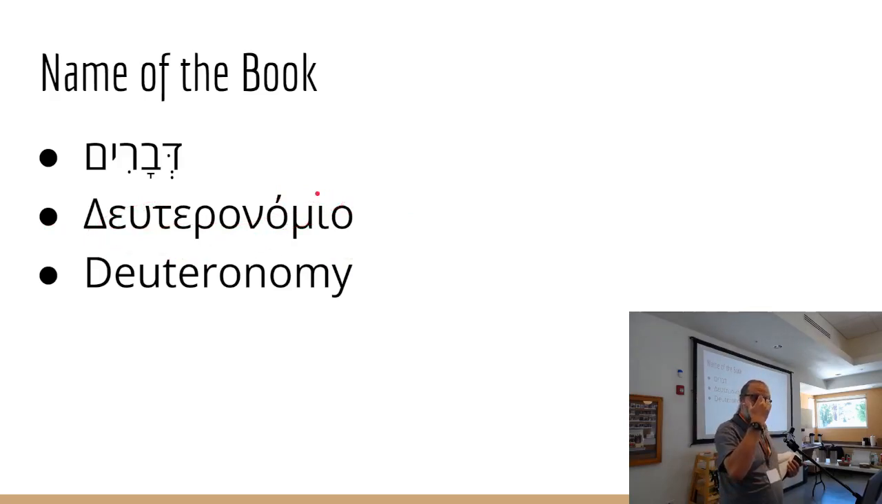And that's the Greek name for the Greek translation. You remember that the Hebrew Bible was originally in Hebrew, but then it was translated into Greek after Alexander conquered the world, and the whole world became Greek-speaking. The Greek translation, called the Septuagint, was highly influential, and that is the source of the Greek name for the book Deuteronomy.